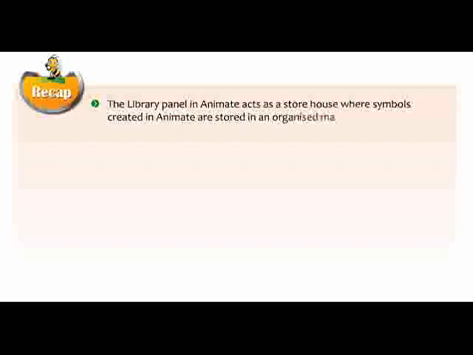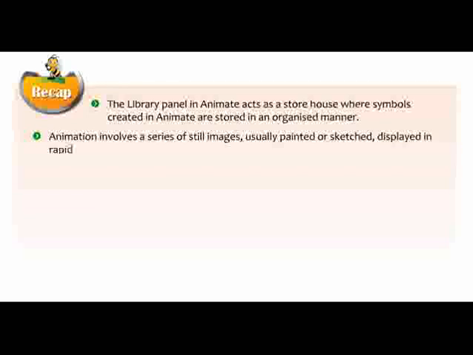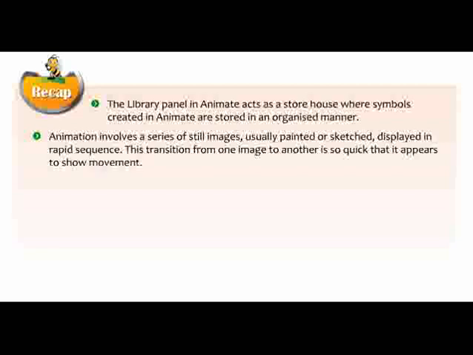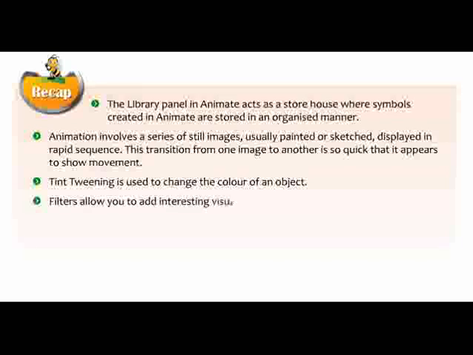The library panel in Animate acts as a storehouse where symbols created in Animate are stored in an organized manner. Animation involves a series of still images, usually painted or sketched, displayed in rapid sequence. This transition from one image to another is so quick that it appears to show movement. Tint tweening is used to change the color of an object. Filters allow you to add interesting visual effects to text, buttons and movie clips.